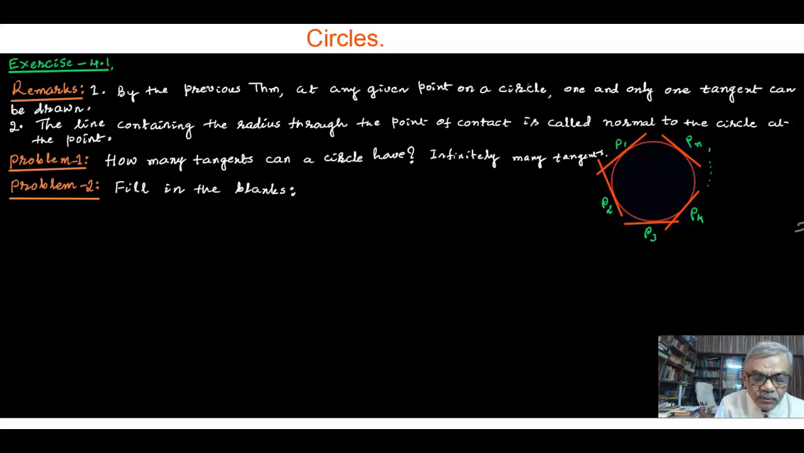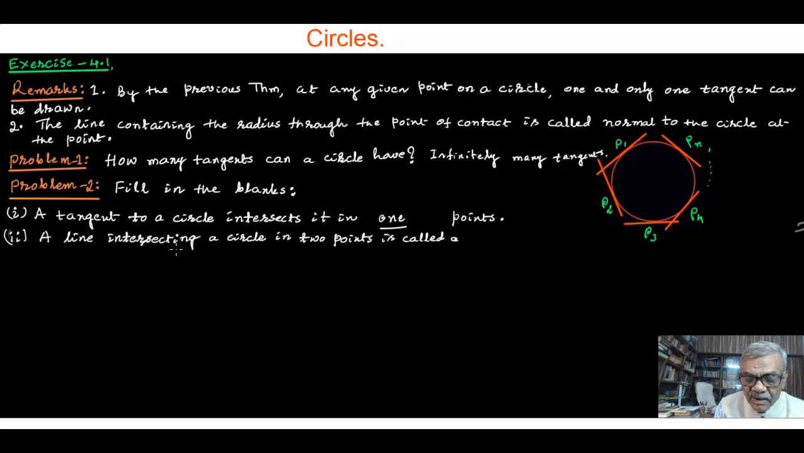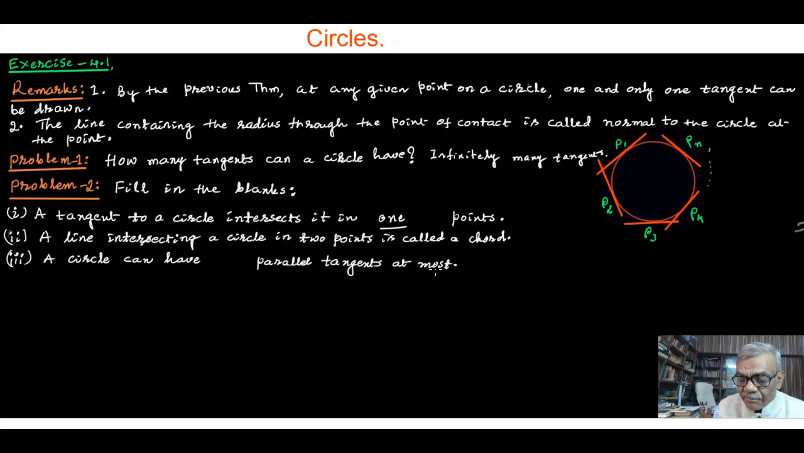And problem number 2, fill in the blank. A tangent to a circle intersects it in one point only. One point. This is the answer. And the second one: a line intersecting a circle in two points is called a chord. Chord of the circle, which we have discussed, along with the segment, sector, etc., in the very first video itself. And a circle can have a maximum of how many parallel tangents? Two parallel tangents.